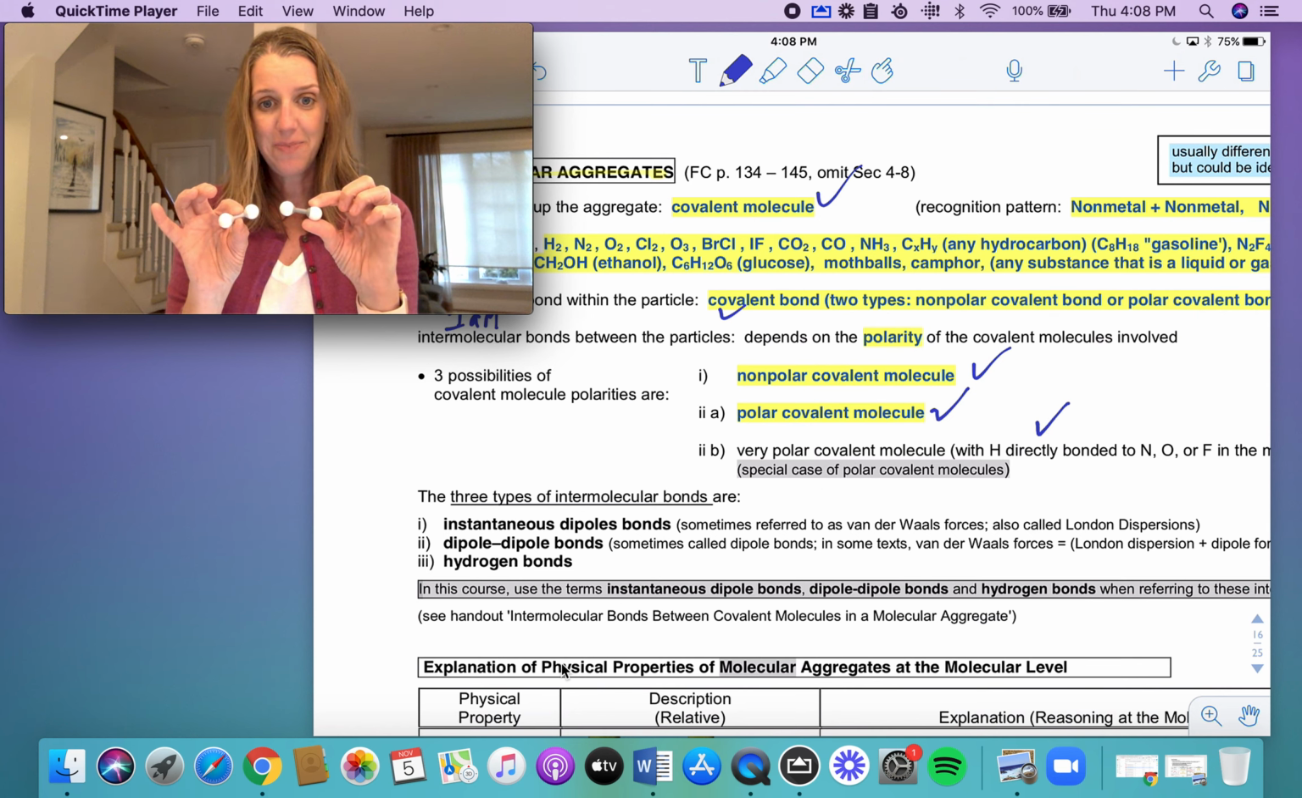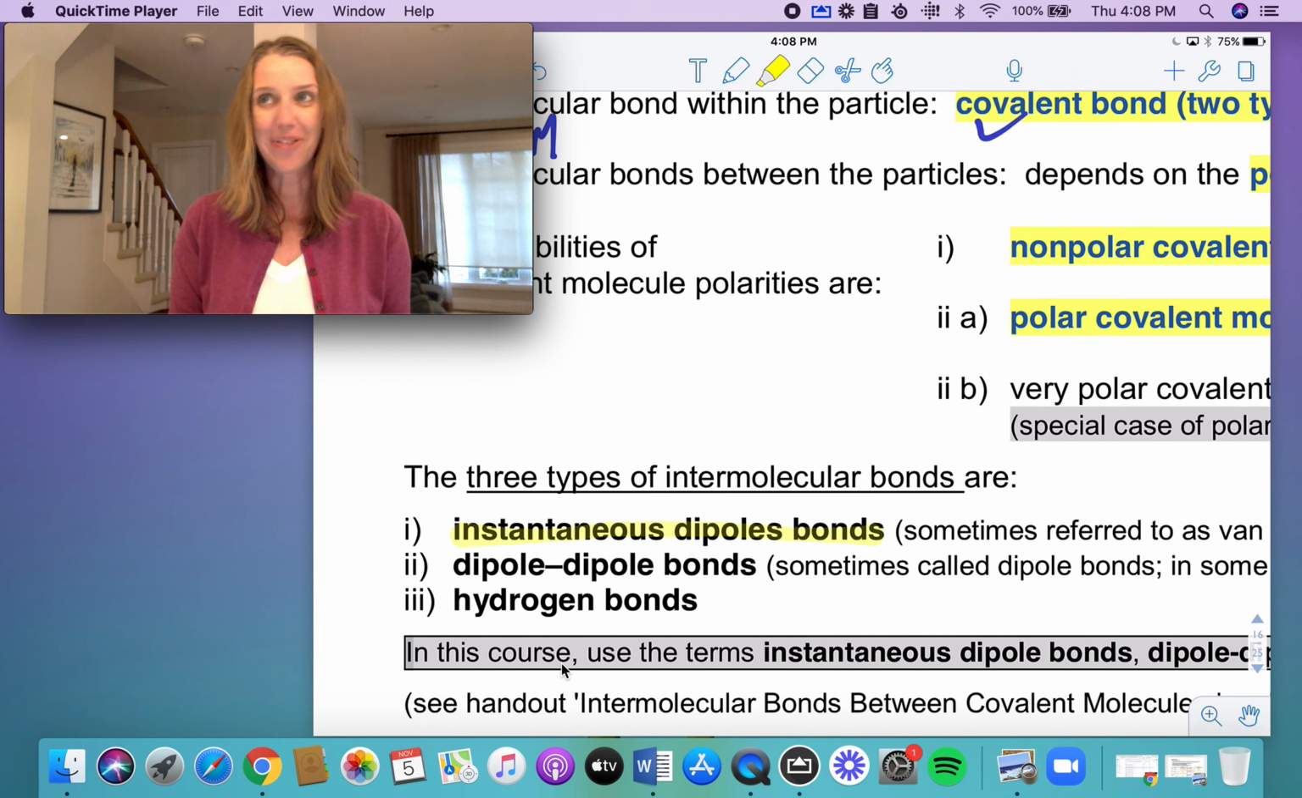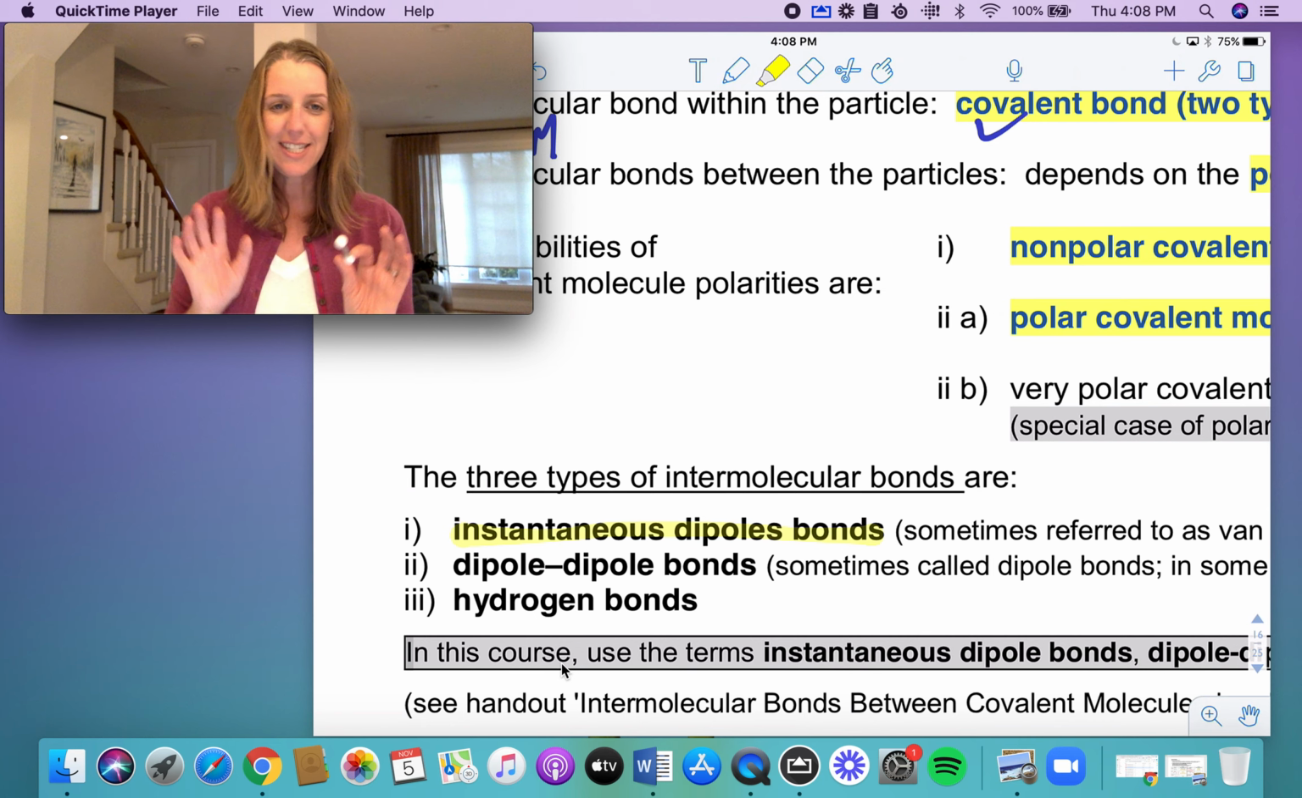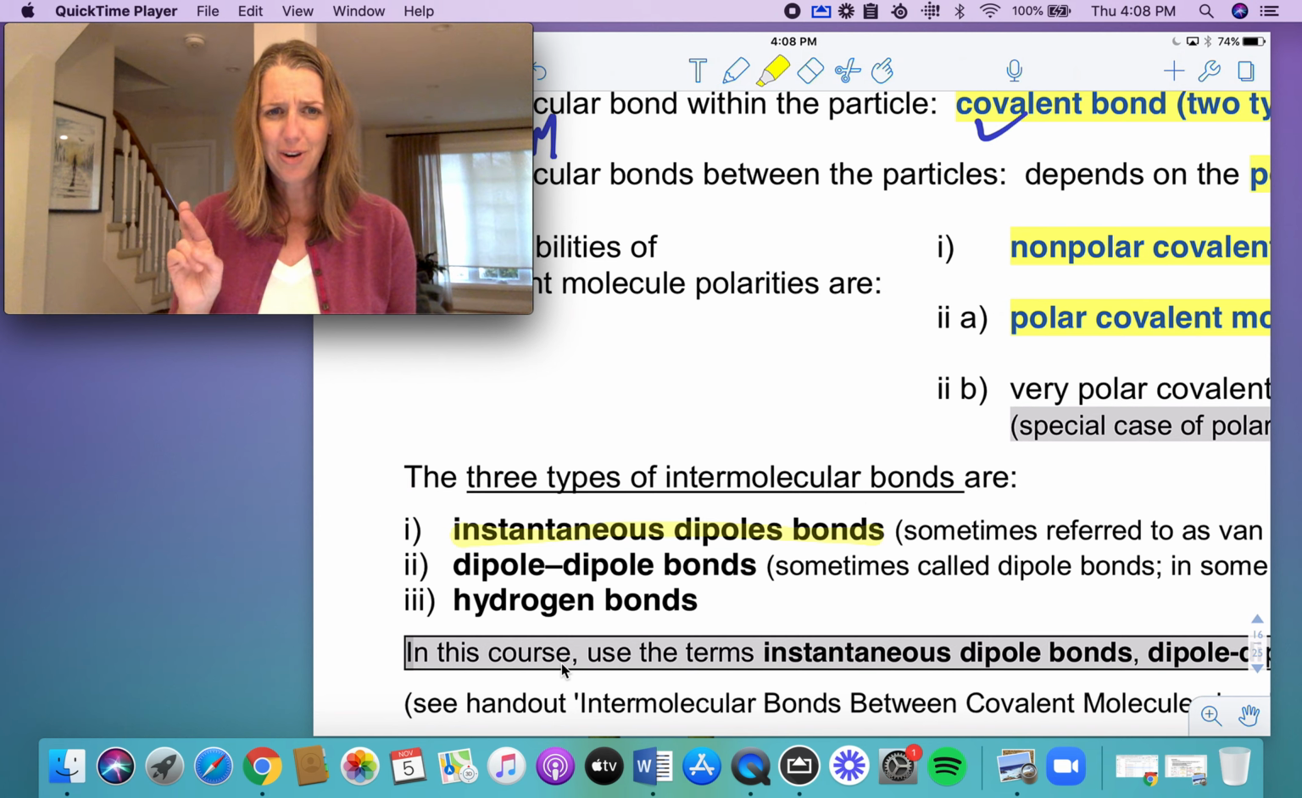Okay, this is the one that's going to be called instantaneous dipole bond. It sometimes has different names. So when you get to university and they start talking about these things called van der Waals forces, yes, we're talking about the same thing. We just have to decide which term we're going to use. We're going to call these instantaneous dipoles. I hope you remember this from grade 11.